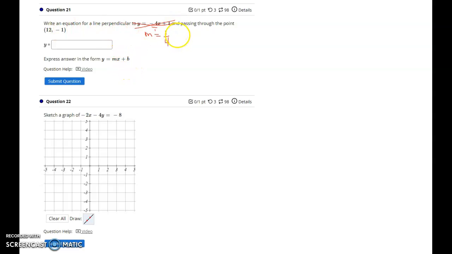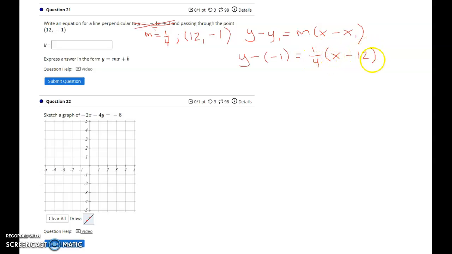Now we're going to use the point 12, -1, and we're going to put it into point slope form. So y minus y1 equals m times x minus x1. So y minus y1, we get y minus -1 in parentheses equals m, which is 1/4, times x minus x1, which is 12. Let's simplify here. We get y plus 1 equals, let's go ahead and distribute the 1/4 in, so 1/4 x. We have the 12 over 1, so it'll end up as 12 over 4.